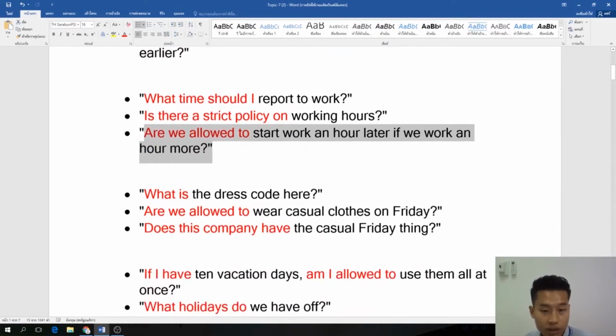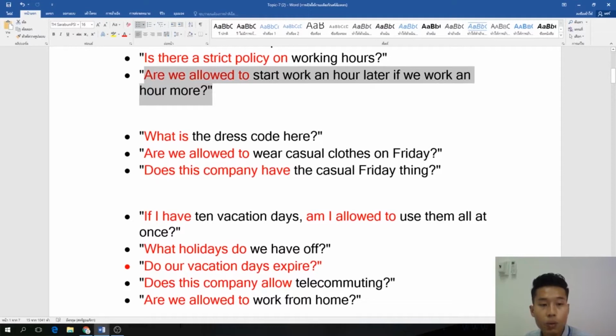The same question here. And then what is the dress code here, right? What is the rule here? What is the regulation here? What is the company policy here? Okay, this is the same meaning here.